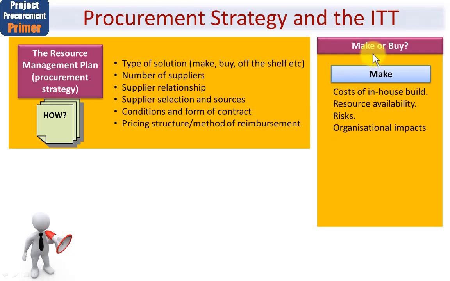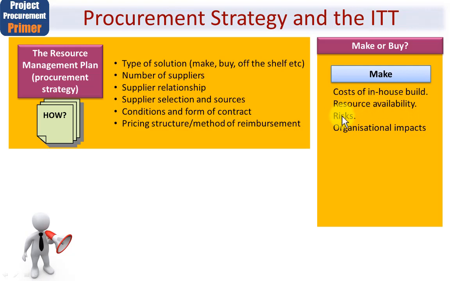So make or buy, I've mentioned that a few times now. Make obviously means this will cover the costs of an in-house build. So to answer the question, should we make it ourselves or should we buy it via procurement, we'll need to weigh up the costs of an in-house build. We'll need to check and ensure that we have the right resources available. And this of course means knowledge, skills and experience, as well as simply the number of individuals. And resources could include non-human, such as facilities or manufacturing equipment and so on.